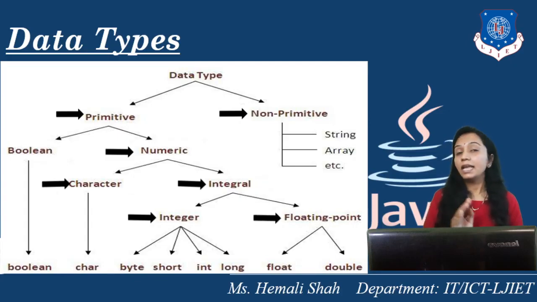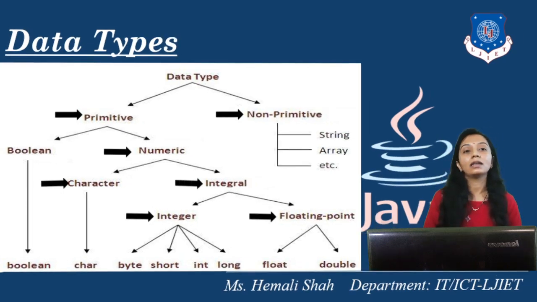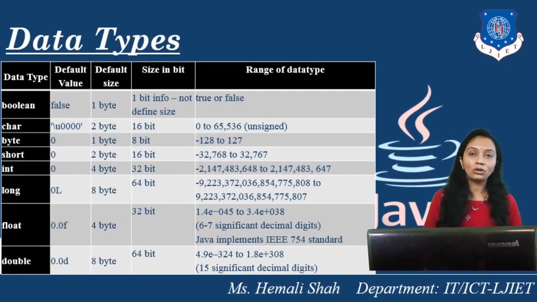So in total 8 data types are available: boolean, char, byte, short, int, long, float and double. These 8 data types are available in Java. So let's talk about all the data types. Whenever you are talking about data types, it actually stores the data.